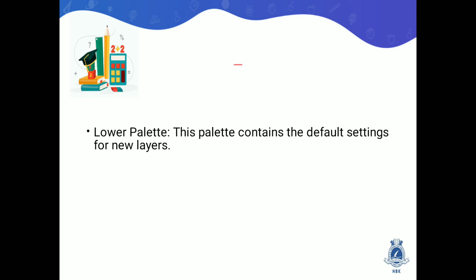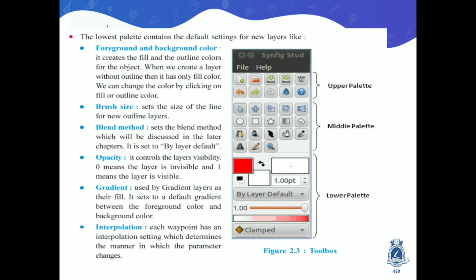In the lower palette we have different default settings for the different layers and different properties of the layer. The details are given about the layer in the lowest panel. In the lowest panel we have some settings which are related to our animation object. The first option is foreground and background color. Foreground means text color. If you want to change the text color, then we have to use the foreground option. Then we have the second option, background color, meaning the object background. If you want to modify it, then it is the second option.